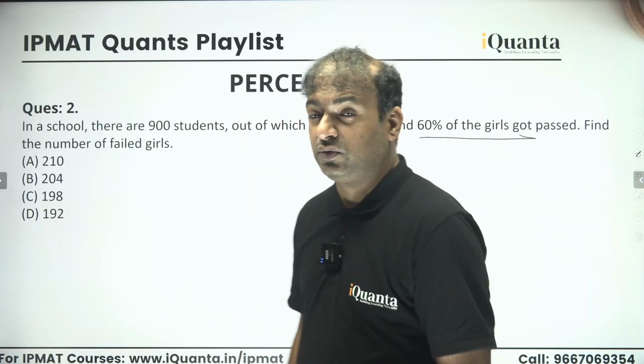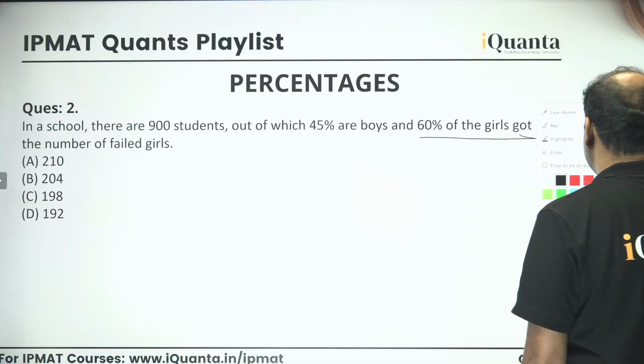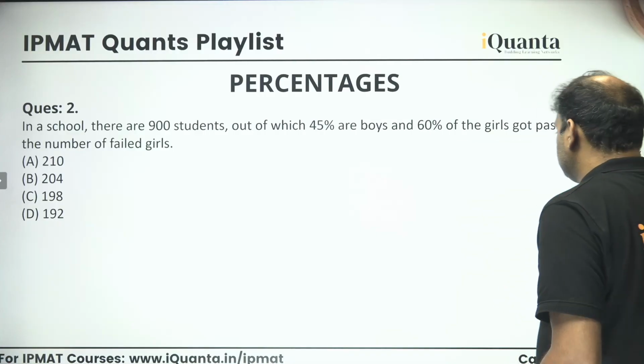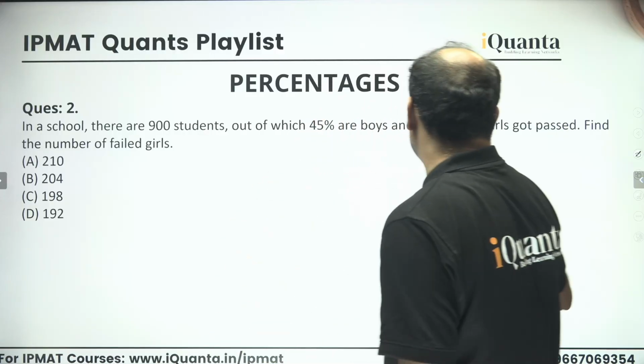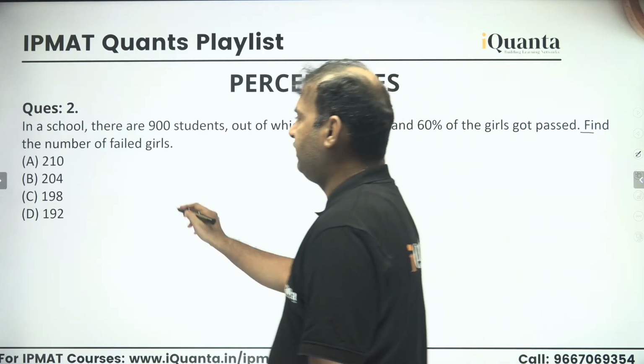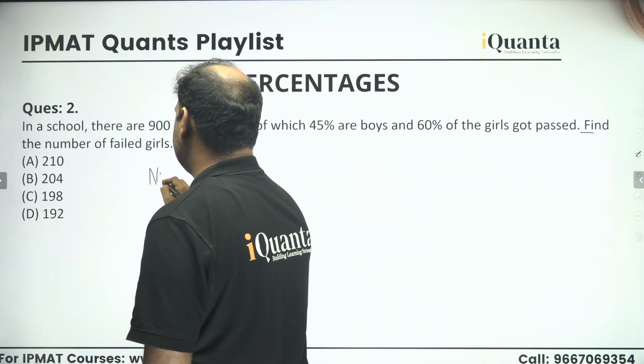So how can we do this quickly? This is what we have to learn. To do this question quickly, we'll directly jump to the final part. The final question is what, guys? They're asking the number of failed girls. All right, let me write a few words.